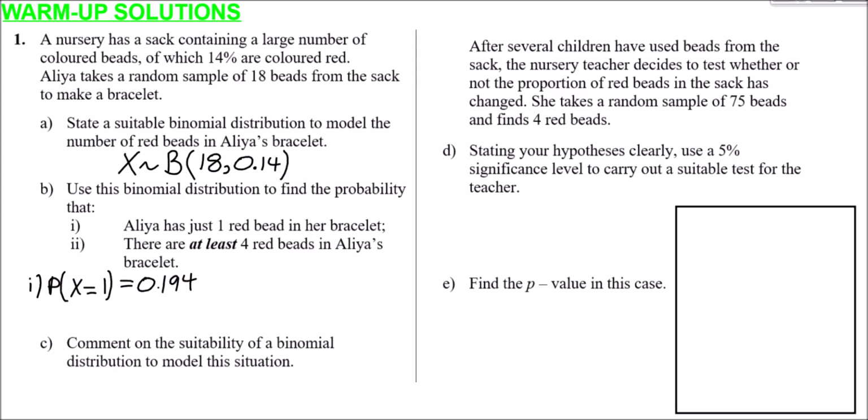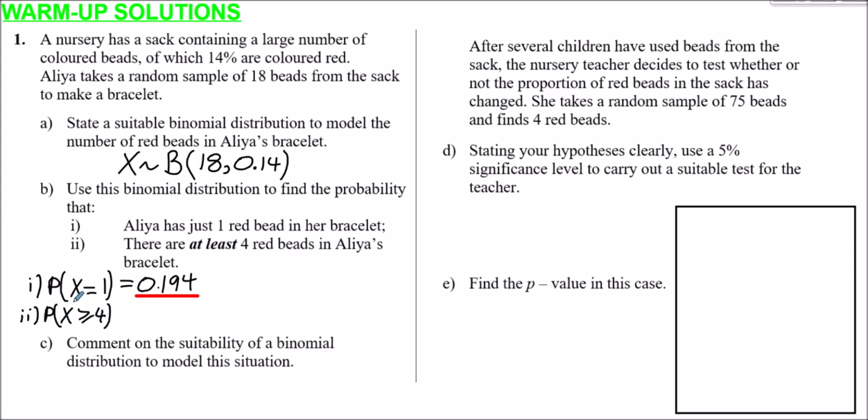Part B, part 2 is slightly different. It says what's the probability that there's at least 4 red beads in Alia's bracelet. This one here is different because we need to work out now the probability of X being at least 4, so we need to use an inequality. The calculator generates probabilities leading up to and including a certain value. It doesn't work out a value or greater. So what we need to do is to think of this in a different way.